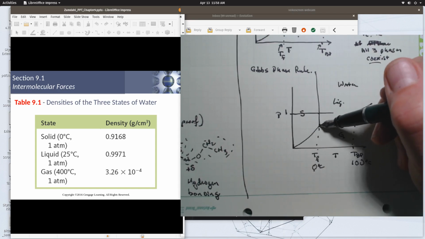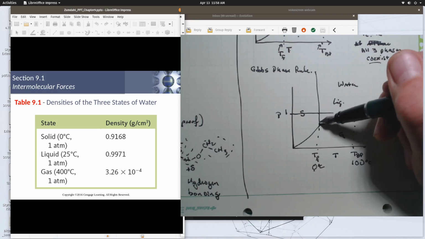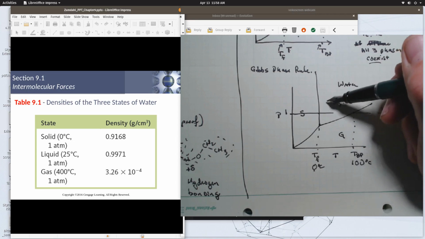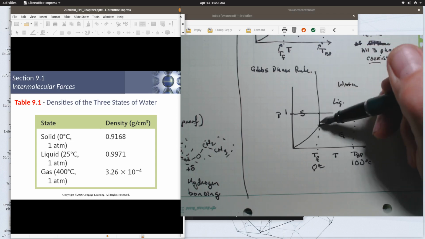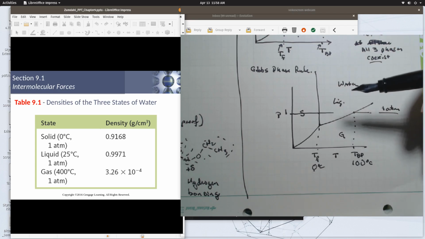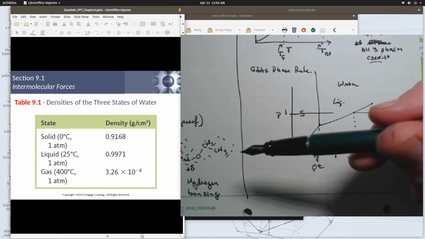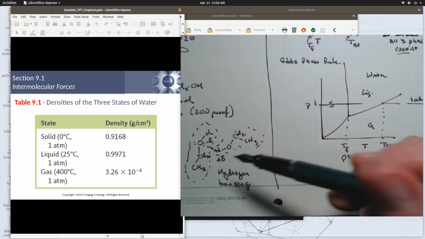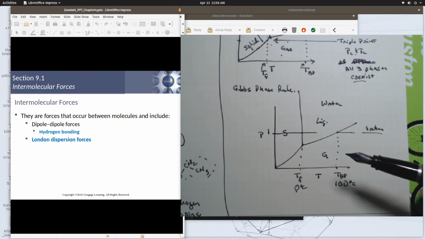For typical materials, the solid-liquid phase boundary has a slope like this. Water has a slope pointed this way, and it's a strange property of water that ultimately is tied back to the hydrogen bonding network that is present in water. So let's talk about the hydrogen bonding network.